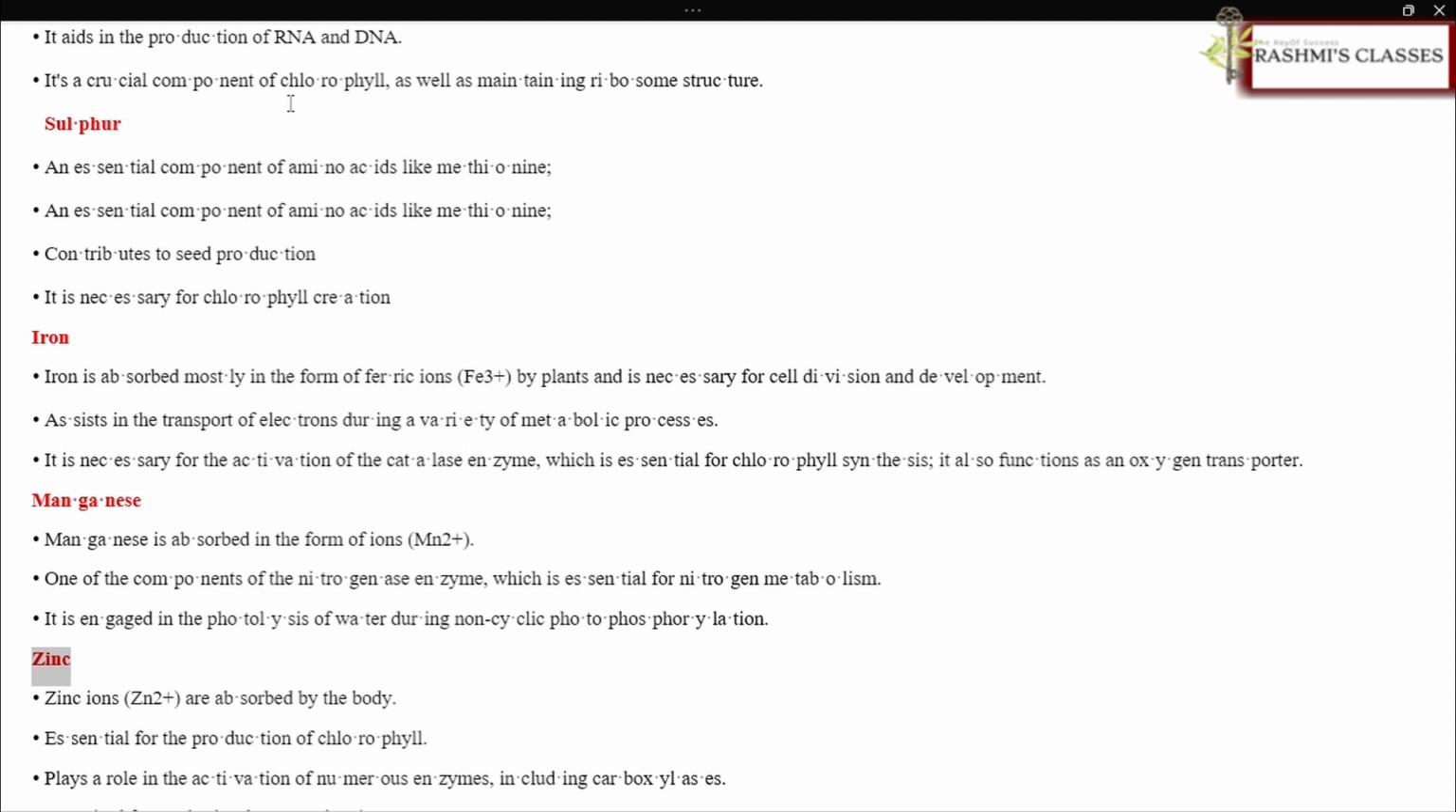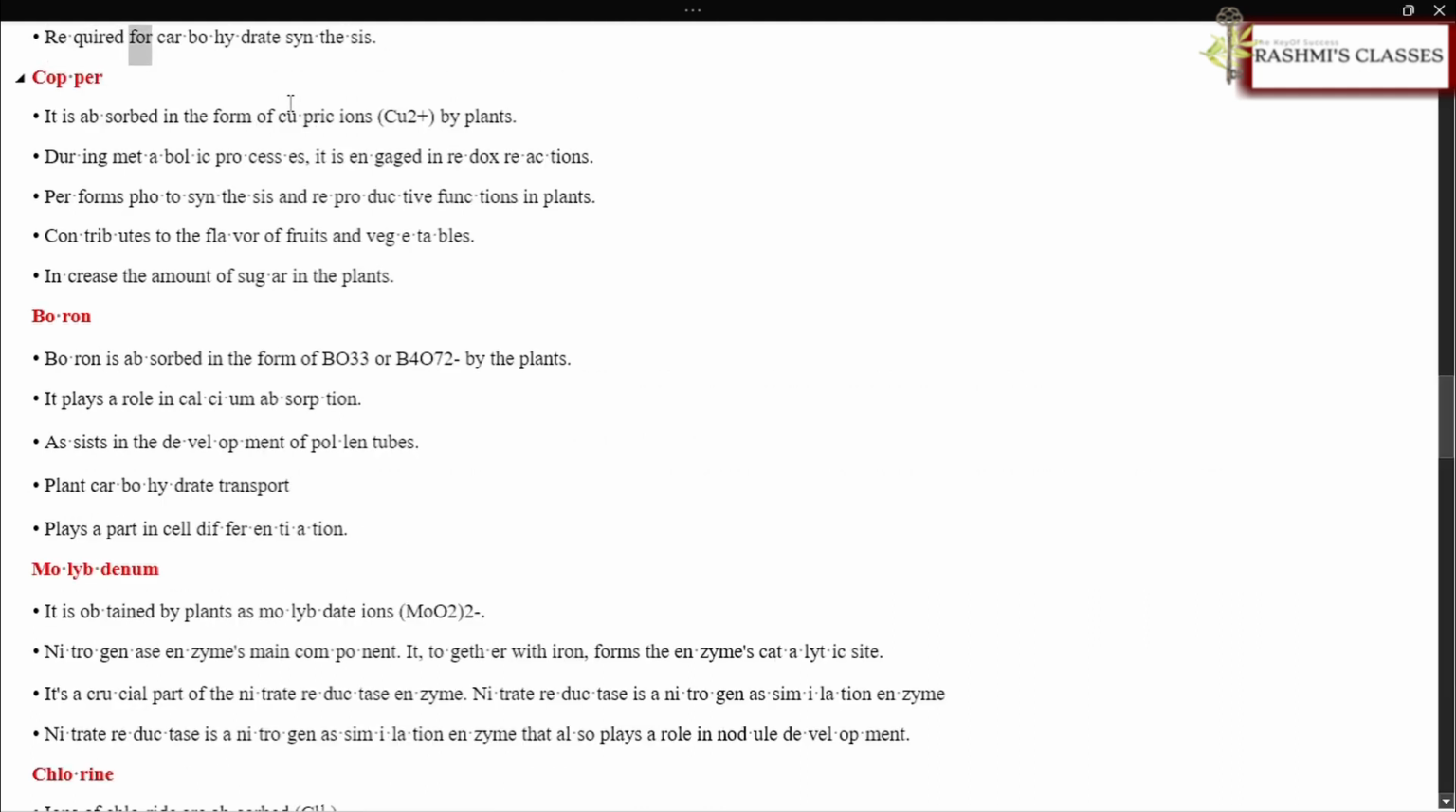Zinc. Zinc ions, Zn2+, are absorbed by the plants. Essential for the production of chlorophyll. Plays a role in the activation of numerous enzymes, including carboxylases. Required for carbohydrate synthesis.